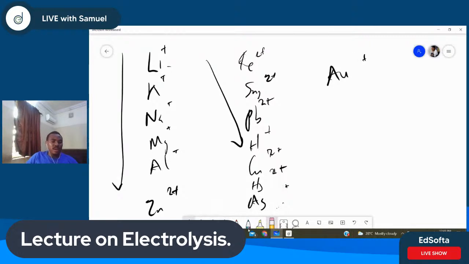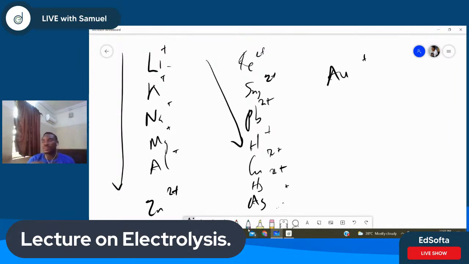This is an electrochemical series telling us the strength of the electropositivity of these metals, the strength at which these metals reject electrons, the strength at which these metals react. So what this electrochemical series tells us is who reacts faster than the other.